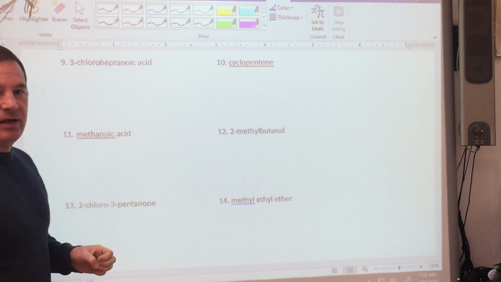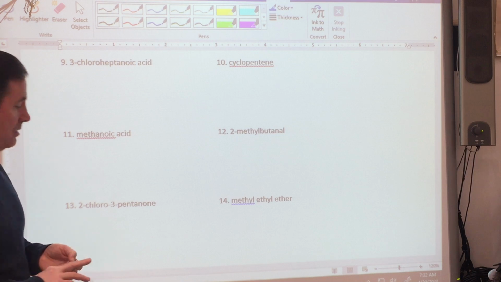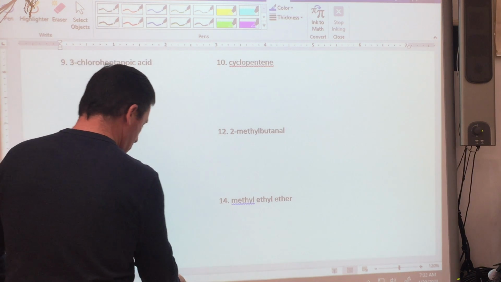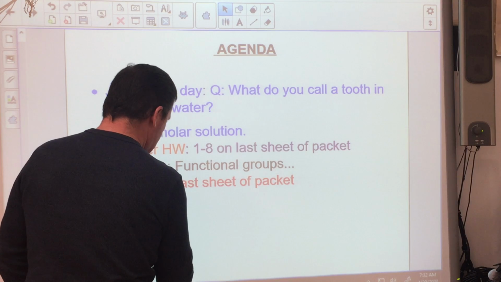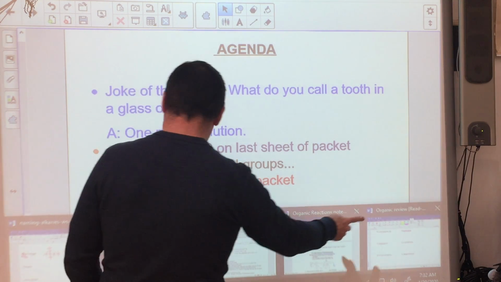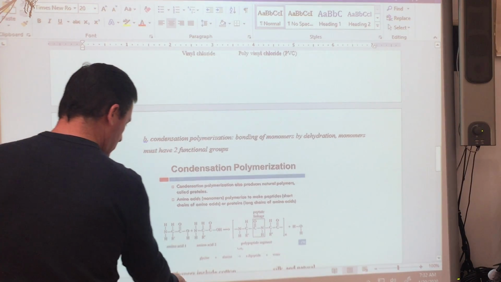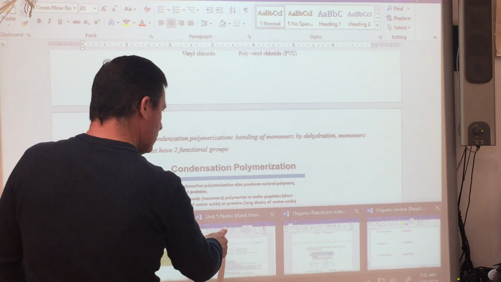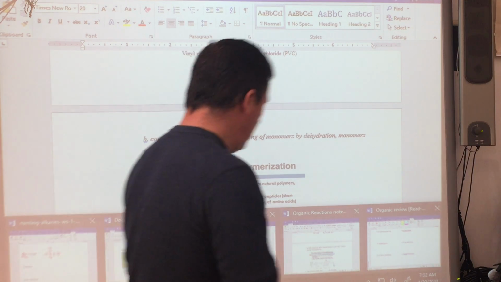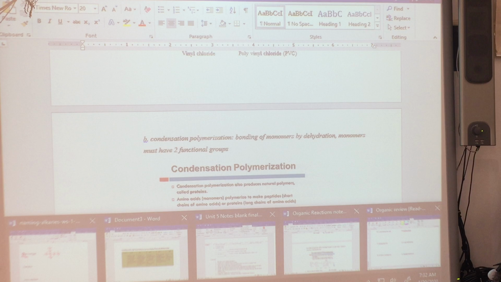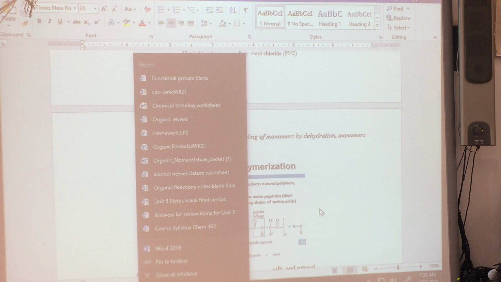Really, what's left here after today is the organic acids, and I'm going to have you take notes out of your review book for that. Okay? So, let's put this aside. Let's see what we have here. Functional groups. We're looking at organic reactions. Nope. We're looking at 5, organic review. Guess I have to pull it up. Sorry. Functional groups.